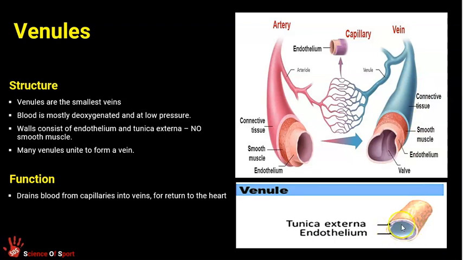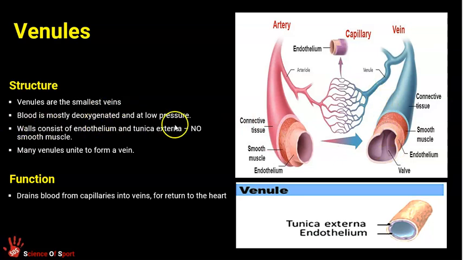They have the inner layer, the endothelial layer, and they have the outer tunica externa, the protective layer. They do not have smooth muscle, the tunica media. So there's no muscle in the venule wall. So they're the smallest of the types of veins. The capillaries are the smallest vessels altogether, but venules are the tiniest sort of veins.